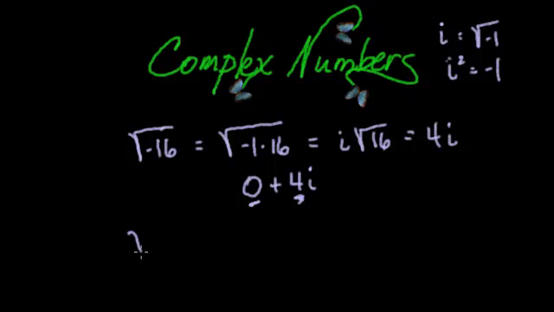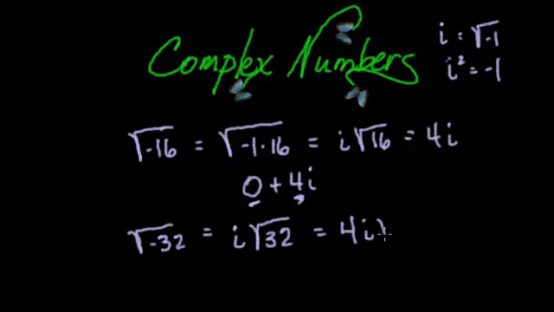So extending this, let's look at the square root of -32. We can say that this is the same as i times the square root of 32, and then simplify the square root of 32. 32 is a 16 times a 2, so we're going to say that it is 4i times the square root of 2.